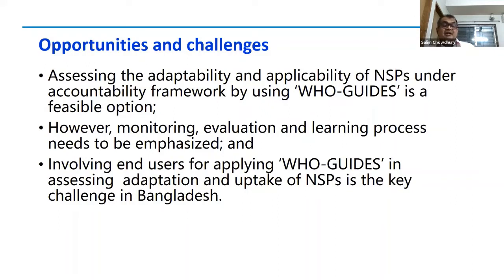Basically, it is missing in both the private and government public sectors, and also involving the end users, the people working at the periphery, in the process. NSP's uptake is also a key challenge in Bangladesh.